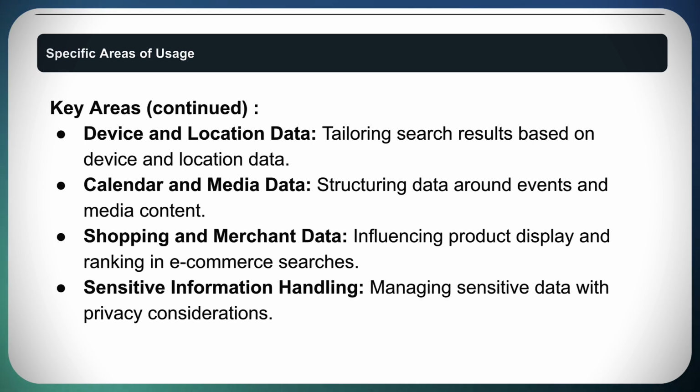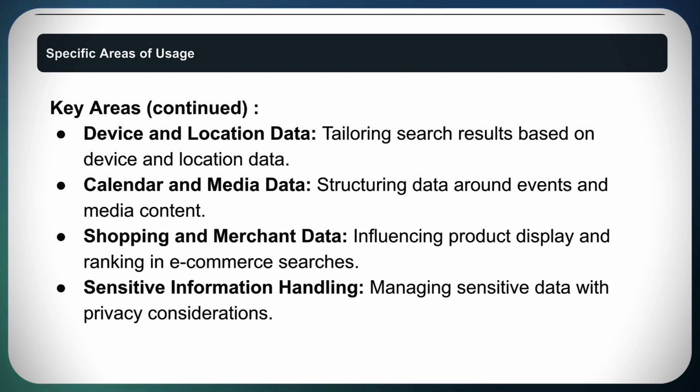Google's looking at things like device, it's looking at location data. This can all be stored within structured data, structured information where they can pull from that end user and then change the search results based on that information. Google uses it for calendars as well as media data. So events, think of multimedia pieces of content. It's using it for shopping and merch data, which we see more and more, especially on the e-commerce side. Google is kind of changing their display results to look more like a shopping list or a shopping site than really a search engine result.